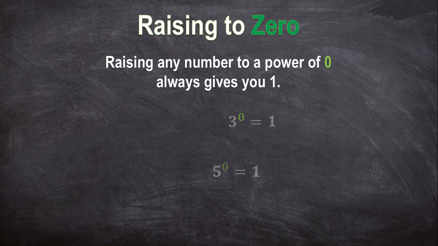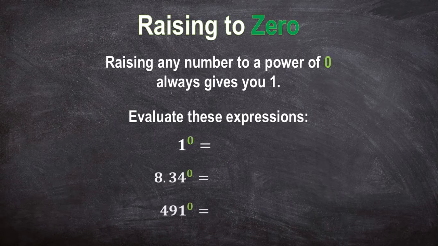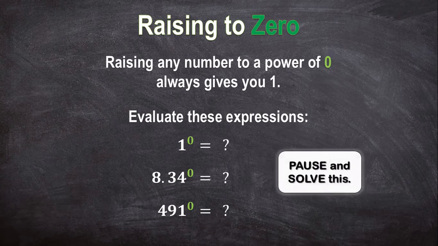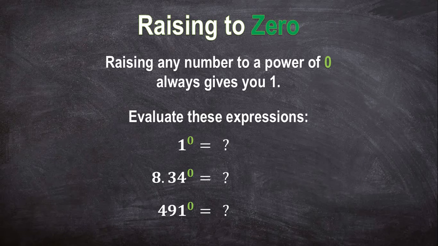Just for a little extra practice, try evaluating these three expressions. If you were to multiply by 0, you would get 0. But you are not multiplying here. You are raising to the 0th power instead. And we just saw that raising to the 0th always gives you 1. So each of these expressions is 1.